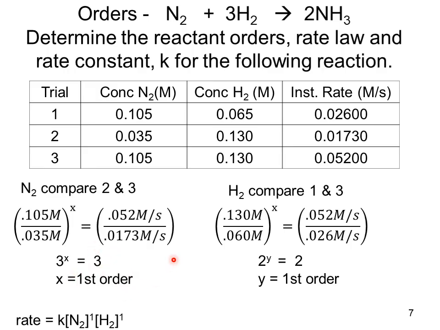Now, if we look at H2, we want to look at trials 1 and 3 because N2 is staying the same. So again, we are doubling the concentration, so 2 to the y, and we are doubling the rate, so this is also going to be first order. So we have a rate law where rate is equal to k, [N2] to the 1, [H2] to the 1.